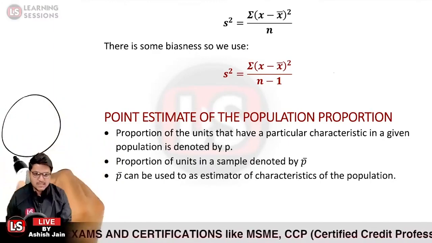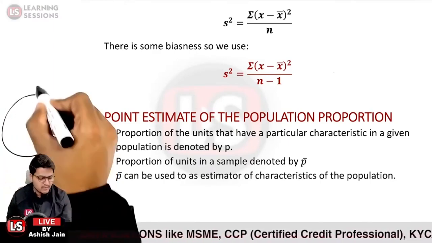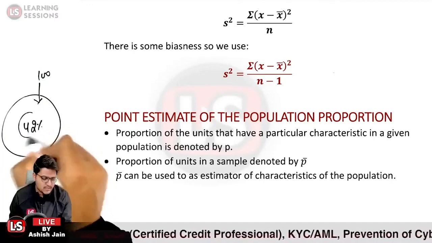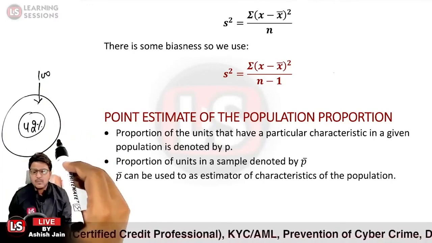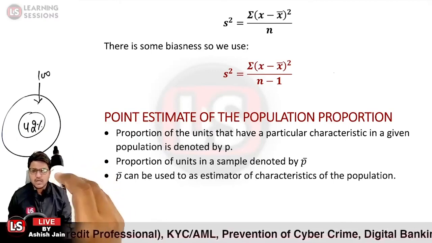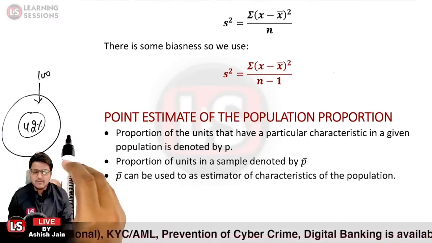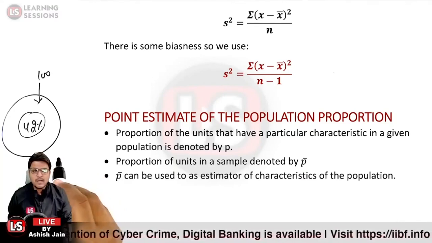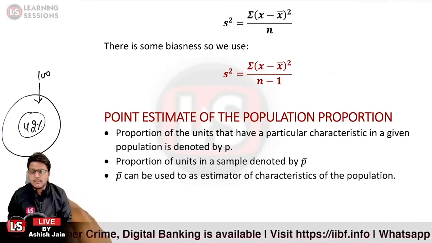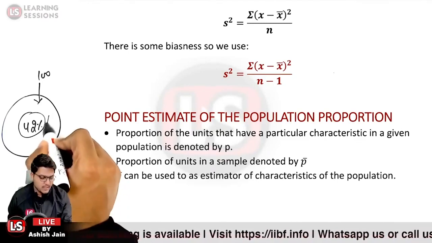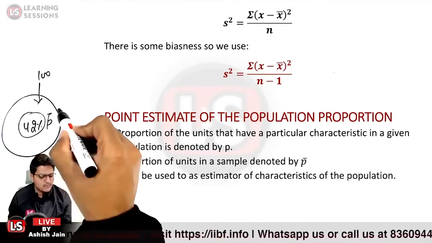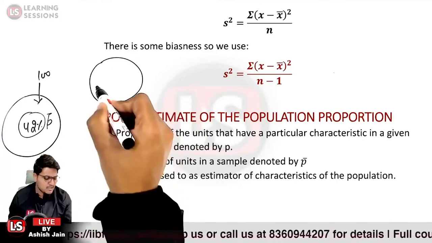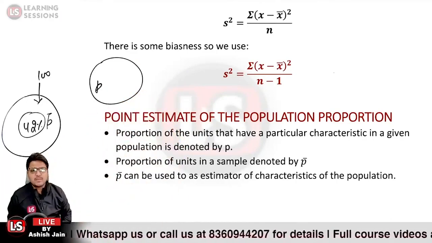If we look at the proportion, in the same case as I just guided you, we have a sample of 100 entities, and 42% of the entities are literate unemployed persons. In that particular case, 42% represents the proportion of the units in the sample, which is represented by P bar. And when we talk about the proportion of the entities in the population itself, it is represented by P.